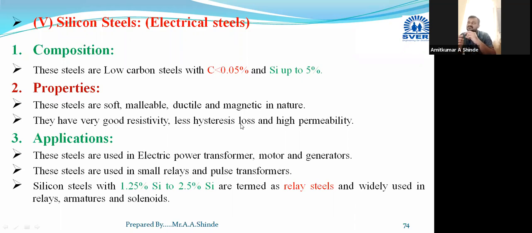During the continuous magnetization and demagnetization process, some amount of energy is lost in the form of heat. It is termed as hysteresis, or hysteresis loss. So this is the one new term I have explained.